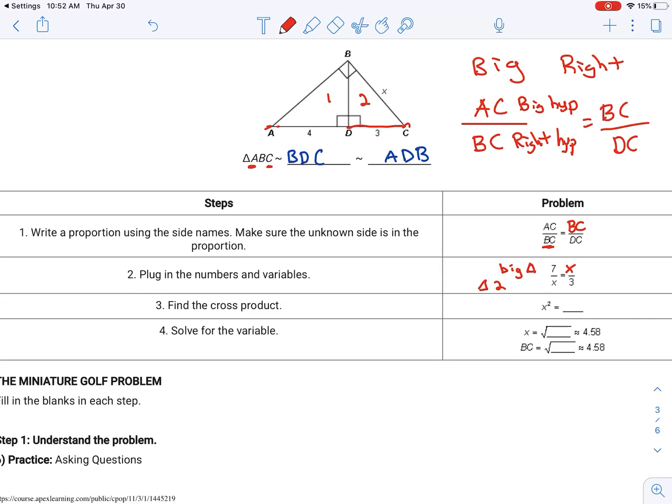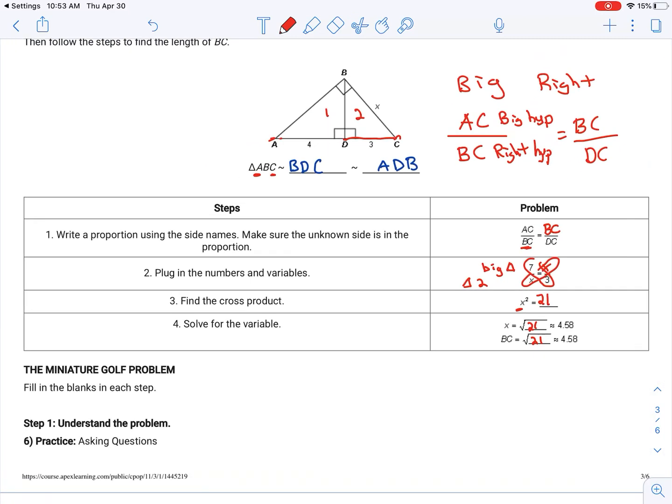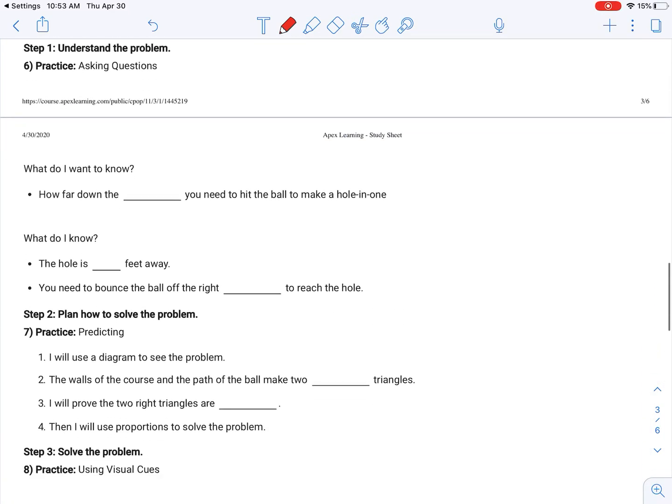Now I have to solve this proportion. I cross multiply, and x times x is x squared, and 7 times 3 is 21. Now I just take the square root of 21, and I figure out that BC is equal to the square root of 21, which is 4.58.